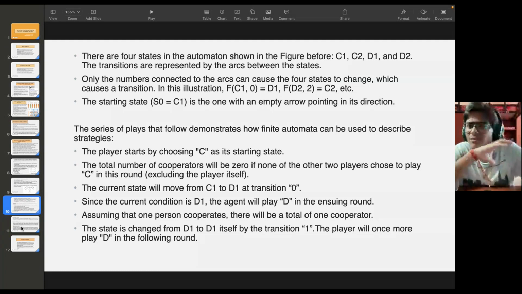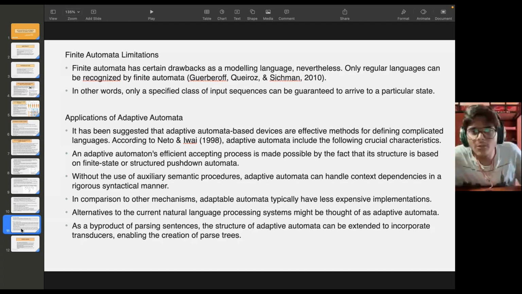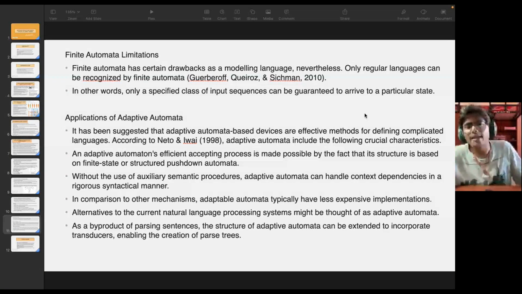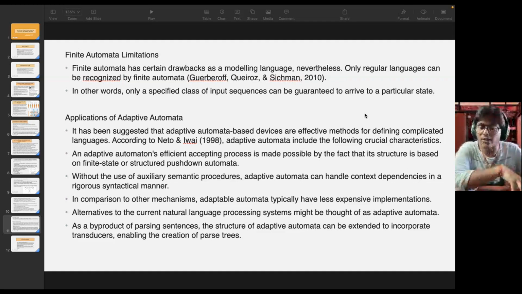Now there are some limitations in finite automata, right? As we saw, finite automata in game theory, automaton theory, there are also some limitations. So what are the limitations? Finite automata have certain drawbacks as a modeling language. Only regular languages can be recognized by finite automata, right? What about context-free languages? What about recursive languages? What about recursively enumerable languages?